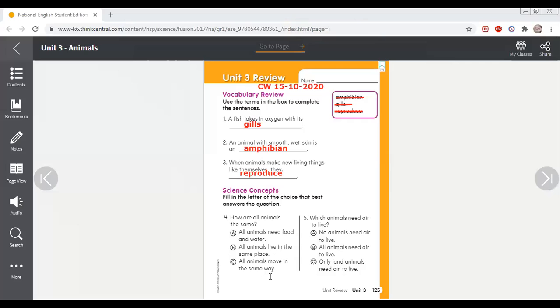Can all animals walk? Do fishes walk? Or can all animals live in one place? Do all animals live in water? Or do all animals live on land? Or number A, all animals need food and water. So is it A, B, or C?